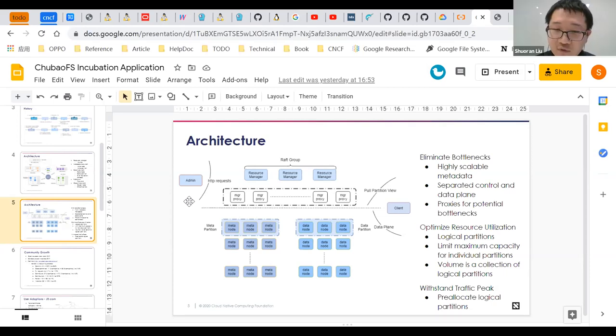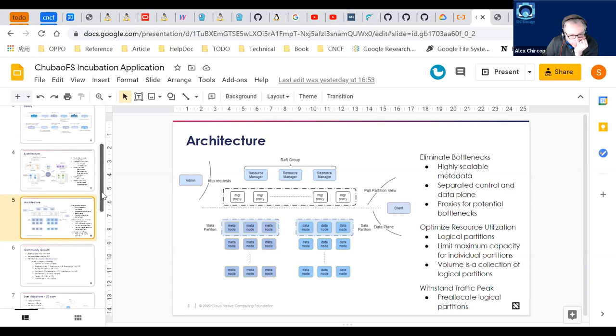Well, most of the clusters are deployed on bare metal nodes, and it is served as an on-premise storage platform for the applications running in a Kubernetes cluster. Right, okay.